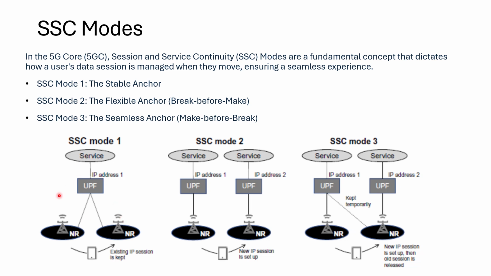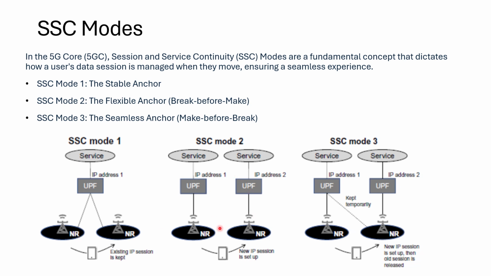The use case for this mode is essential for applications that simply cannot handle an IP address change, such as voice calls, or you can say VoNR, or a continuous VPN connection, or some basic mobile broadband browsing where IP persistence is required.